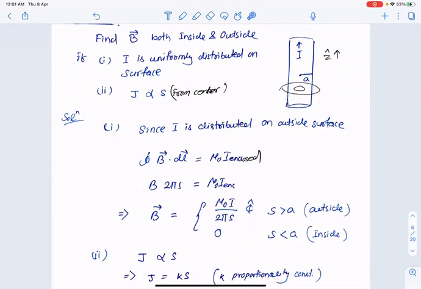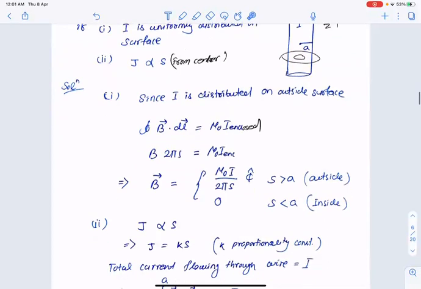So your B dot dl is nothing but B dot 2 pi S. S can be inside or outside. This S can be less than A or greater than A. If it is less than A, which means you don't enclose a current, your B is 0. But if S is greater than A, you enclose the current I, so your B is mu 0 I by 2 pi S, the same result as you obtained before, for a wire. You see how easy it is to use Ampere's law and calculate the magnetic field.